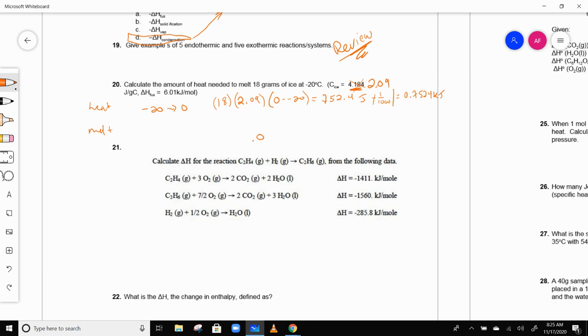Okay. In order to melt it, again we're using the delta H of fusion, which is 6.01 kilojoules of energy per mole. So we have to convert that 18 grams to moles: 18 grams, and then 1 mole over 18 grams. So it's actually just 1 mole. So 1 mole times the 6.01 kilojoules per mole. Super easy. We get 6.01. Then we add these two things together, and you get 6.7624 kilojoules needed.